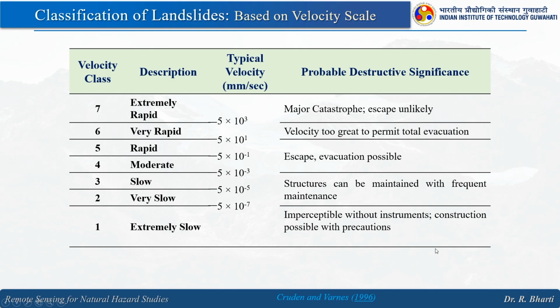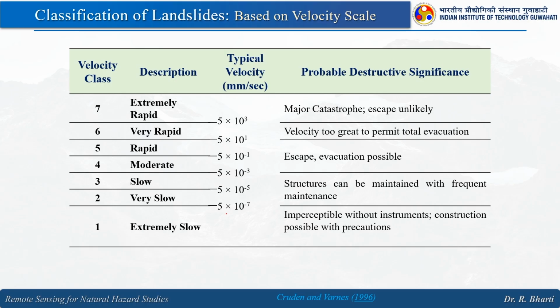When we talk about the velocity, how we can classify these landslides based on the velocity, the rate of movement, you can see here the velocity is given, right. When we talk about the first, extremely slow, it is less than this velocity. Then you have this, and less than this and greater than this, that will be your very slow. Then you have slow, moderate, rapid, very rapid and extremely rapid.